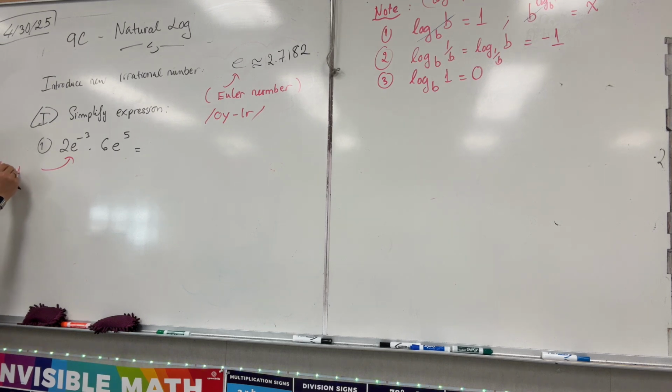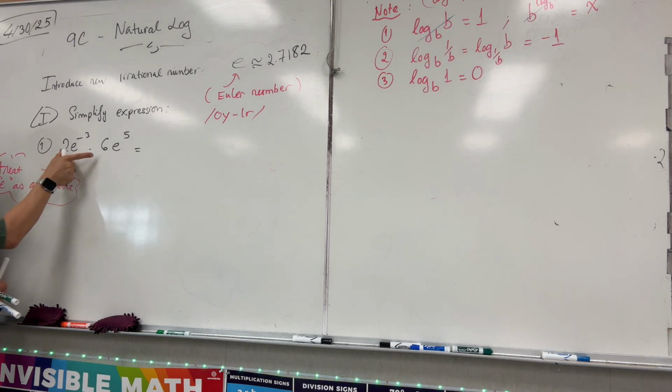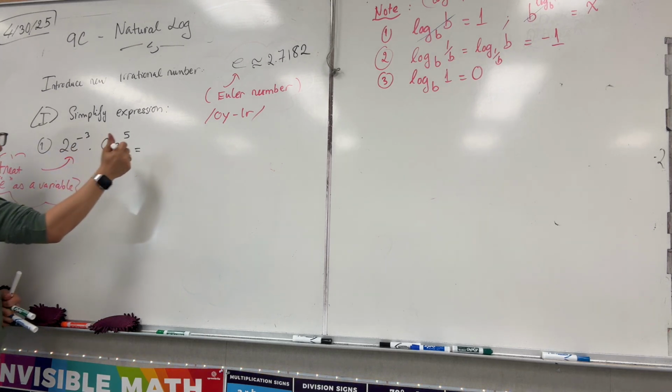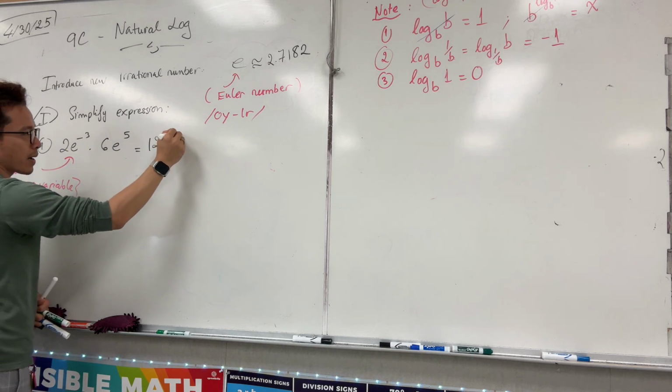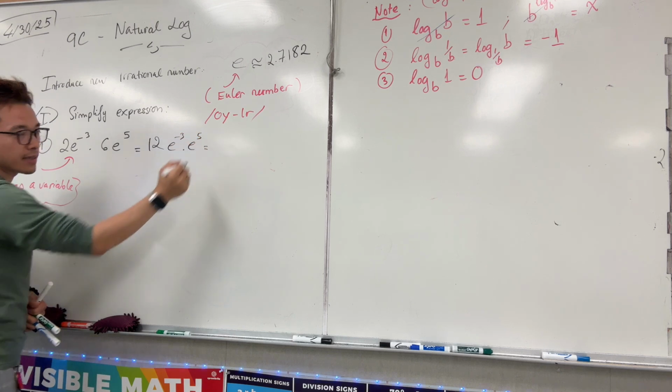Treat E as a variable. In here, you can treat E as a variable. So multiply the numbers together. 2 times 6 is 12. And then what is E to the power negative 3 times E to the power 5?